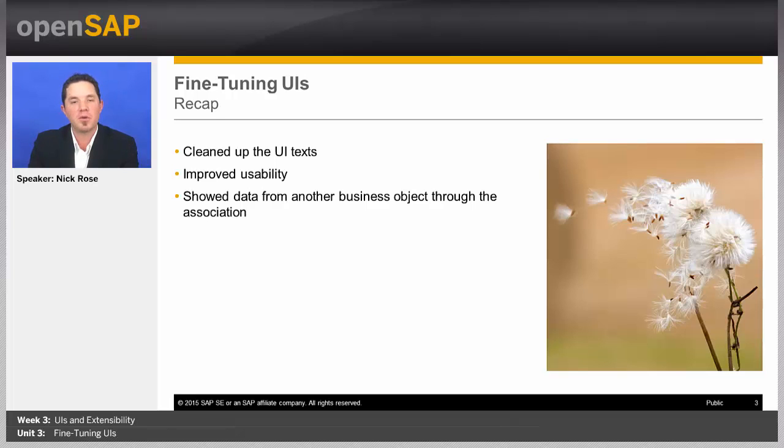So this is how we can fine-tune our UIs. We'll do a little bit more throughout the course as we make different changes. But in the next unit, we will be testing this screen. We want to go ahead and test first, and then we'll look at extensibility. So with that, thank you very much.